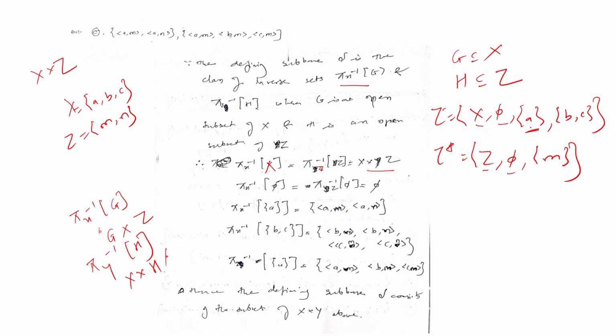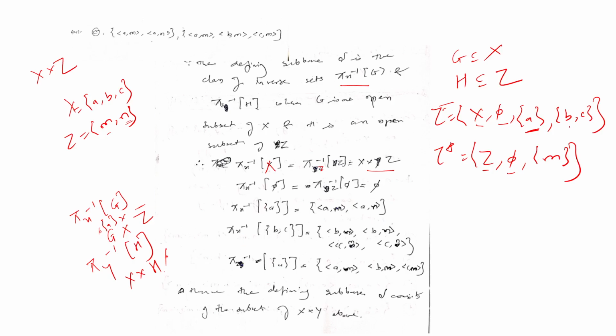Okay, now take A. So A is part of tau. Okay, so taking pi x inverse of singleton A. Fine. So singleton A will be here, and you have to take cross with elements of Z. So what are the elements of Z? Elements of Z are M and N. Okay, so when you will take cross product of A and this M and N, so you will get AM and AN, right? Fine, I hope it is clear.